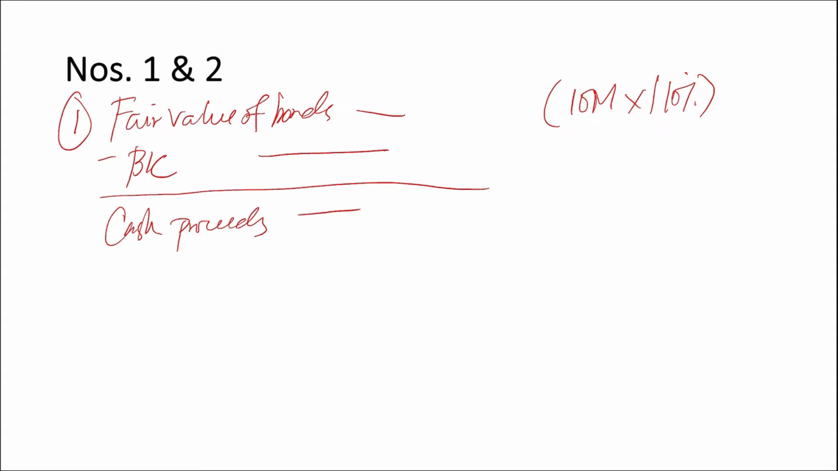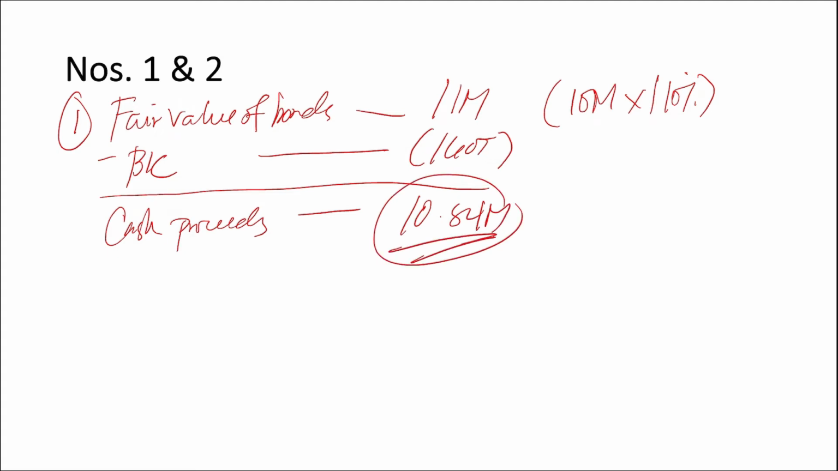Since the face amount is 10 million, just multiply the quoted price of 110. The product is already the fair value. So how much is this? 11 million. Then minus the issue cost, which is 160,000. So how much is this? 10.84 million. That's your number one.